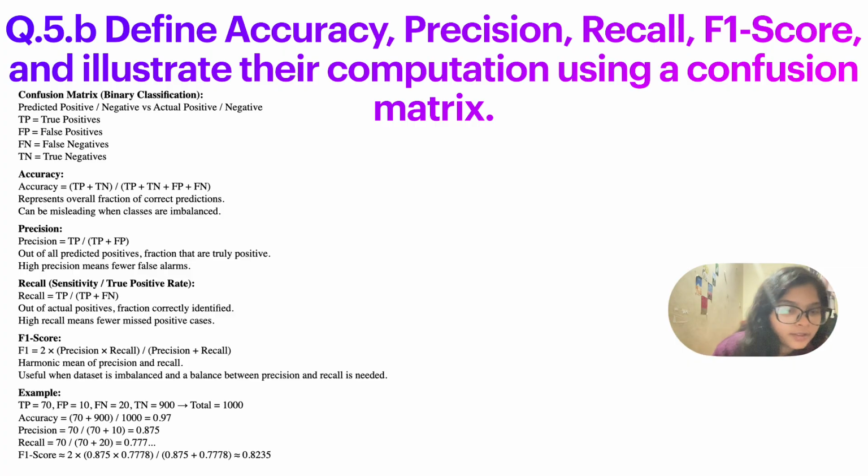For example, here we are given an example where true positive is equal to 70, false positive is 10, false negative is 20, true negative is 900. So the total becomes 1000. Accuracy is 0.97, precision is 0.875, recall is 0.777, and F1 score is calculated to be 0.8235. So this is how we evaluate the performance of a model using all these parameters. We also use ROC curves, but here I have explained only these.